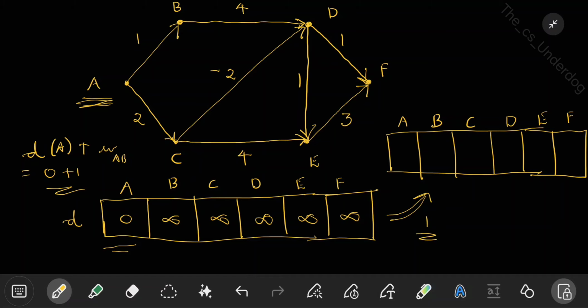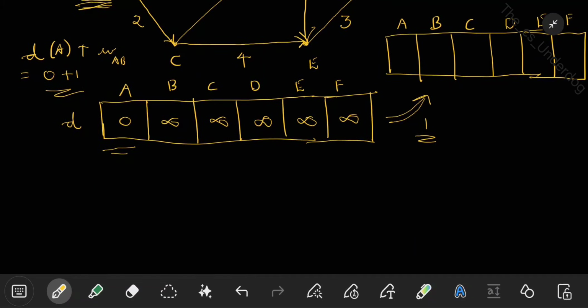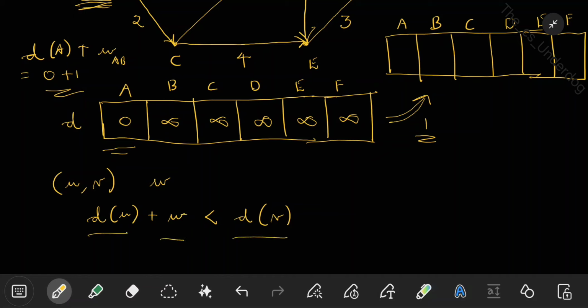What did we learn in the last lecture? In the last lecture, we learned whenever you are relaxing any edge UV, which is having a weight W, if it happens that distance to U plus the weight W is lesser than distance to V, what should you do? If distance to U plus W is less than distance to V, then you should update distance to V as distance to U plus W.